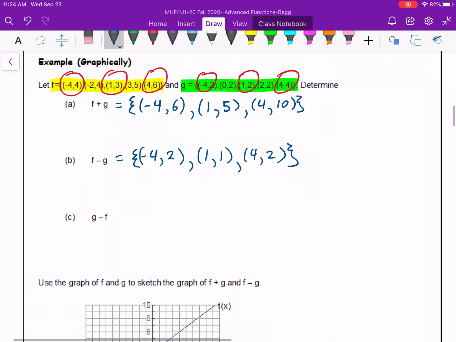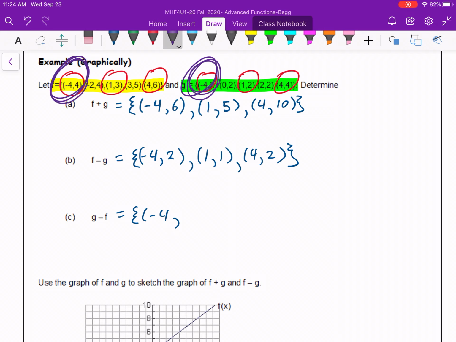Now notice C part is also subtract, but now we're switching it around. Now we're doing g, we're taking f away from g, so that changes the order of the subtraction. Still keeping the x's the same, but now I'm going to do this one, 2 minus the 4 in this one, so the order is changed. 2 minus 4 is negative 2.